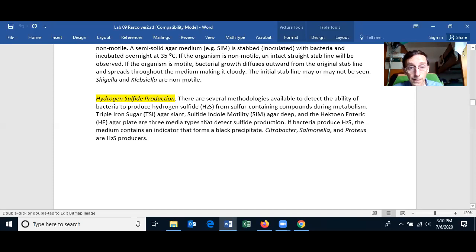Usually hydrogen sulfide is looked at in a triple sugar iron tube or a SIM tube, the sulfide indole motility test. Both of these tests look at more than just hydrogen sulfide production, but that's one of the tests you can run from these two tests. You could also use the Hektoen enteric agar, or HE agar, plates to look at the production of sulfide, and I'll show you that in a minute. Some bacteria that produce hydrogen sulfide include Citrobacter, Salmonella, and Proteus species.